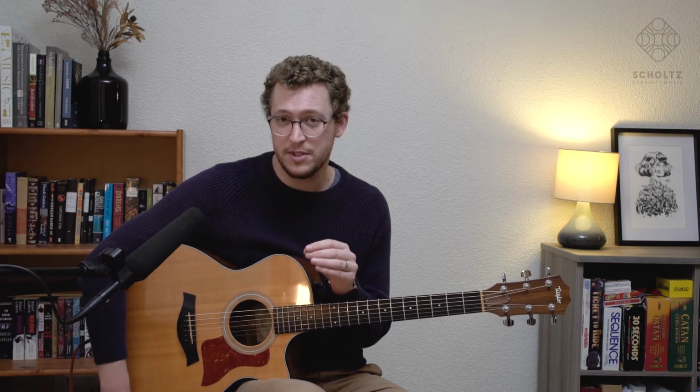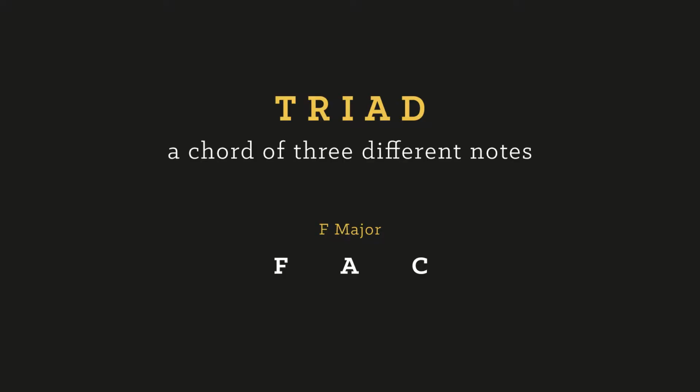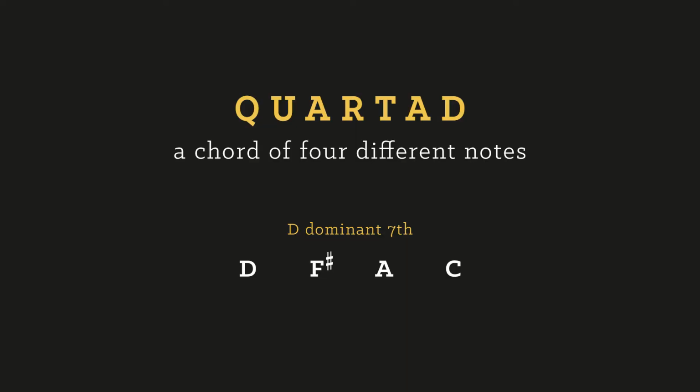A chord is when two or more notes are played at the same time, and this grouping of notes creates a unique sound. When there is a group of 3 different notes, we call this a triad. That's this kind of chord, and F major is a good example of that. The 3 different notes we have in this chord are F, A, and C. D7th is an example of a quartet because in this chord there are 4 different notes: D, F sharp, A, and C.